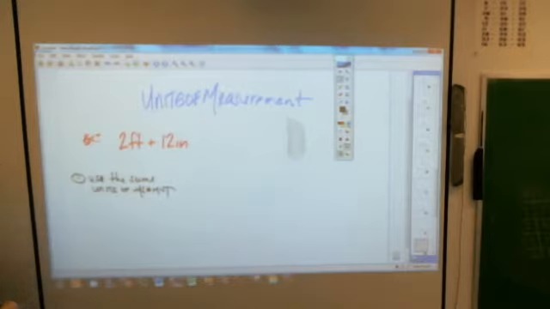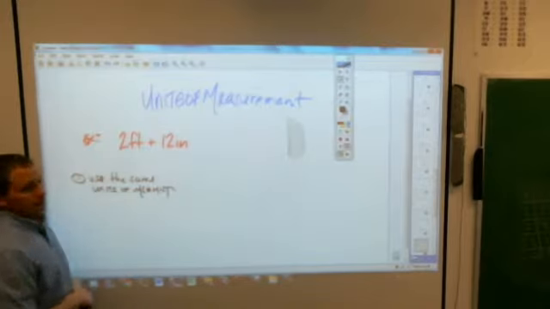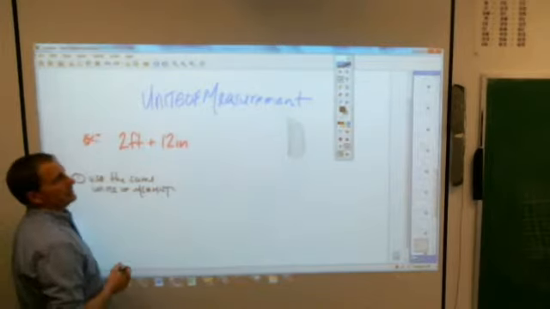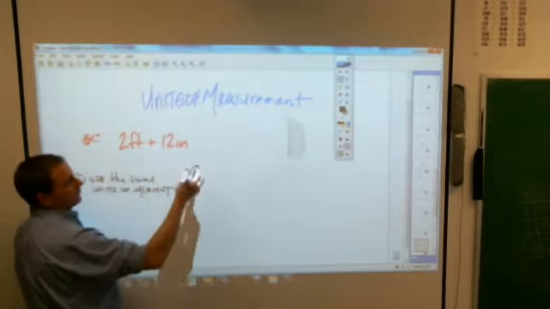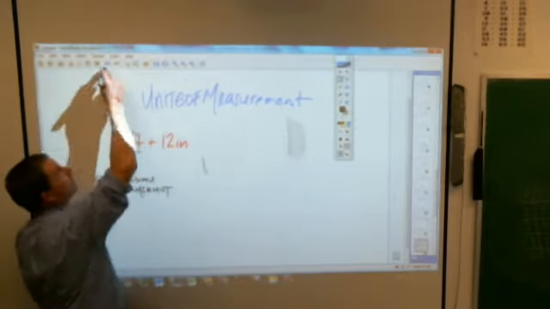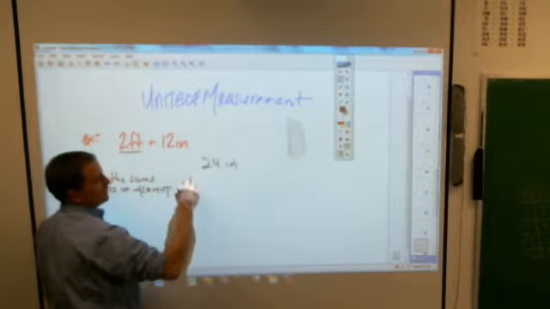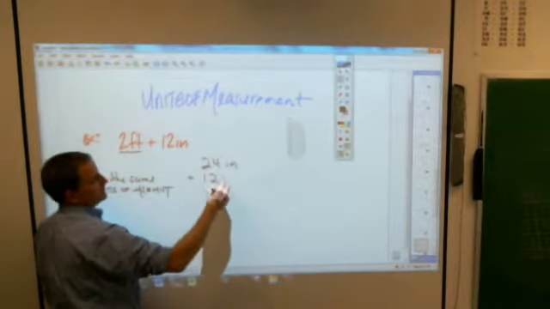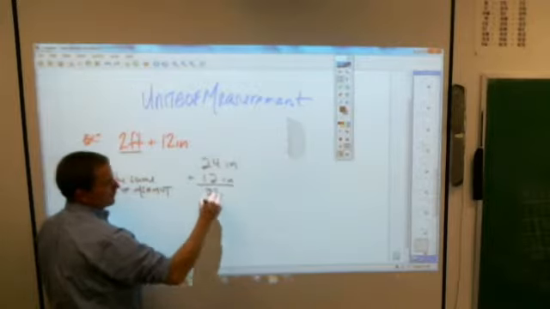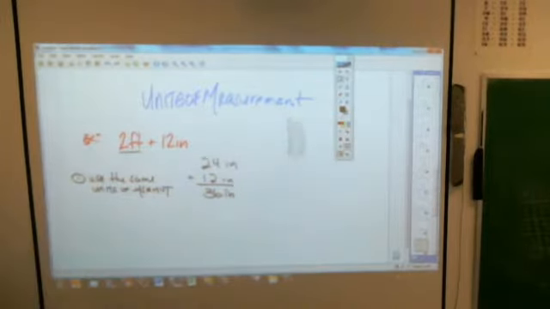Okay. And in this case here, you could actually change it either way. Is there a preferred one? Well, probably not. You could do this 2 different ways. You'd have to change 2 feet and make it 24 inches, and then you could add 12 inches to that and get a total of 36 inches. But usually if we're talking about 36 inches, we would say that is what?